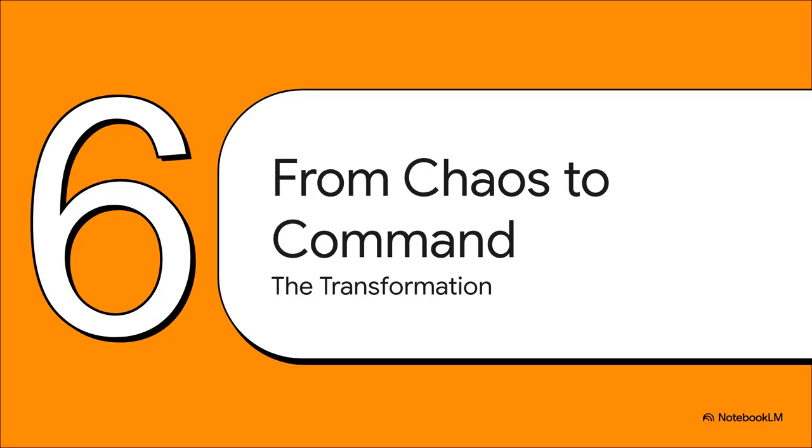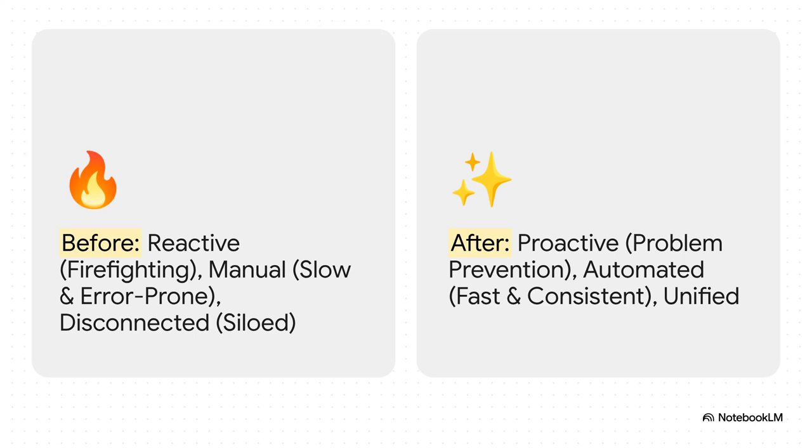So what happens when you combine all of this? The visibility, the control, the security, and the automation. Well, you get a fundamental transformation in how a network is even managed. You go from chaos to command. The ultimate goal is this transformation right here. You move from that before state of just constant reactive firefighting to the after state of proactive problem prevention. You go from slow manual work to fast, consistent automation. And from being blind and disconnected to having a unified, all-seeing command center.